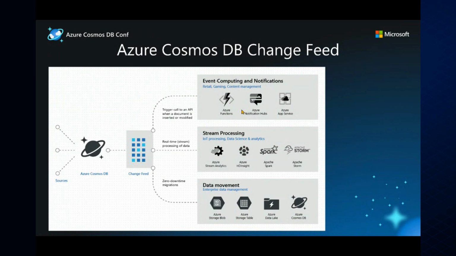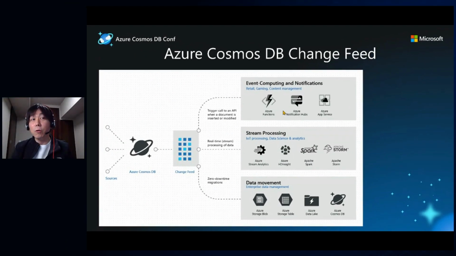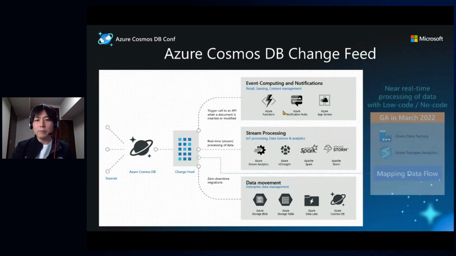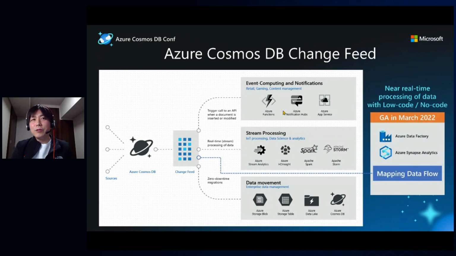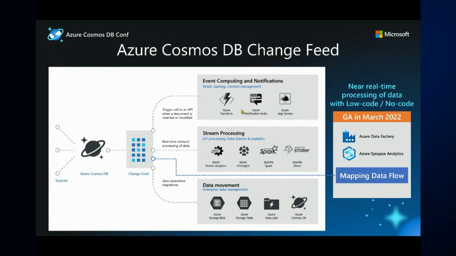Change feed in Azure Cosmos DB is a persistent record of changes to a container in the order they occur. Change feed can be handled by Azure Functions and Azure Stream Analytics and many other services. With the March 2022 update, Mapping Data Flow, the low-code, no-code ETL feature of Data Factory and Synapse Analytics, is also able to handle change feed.